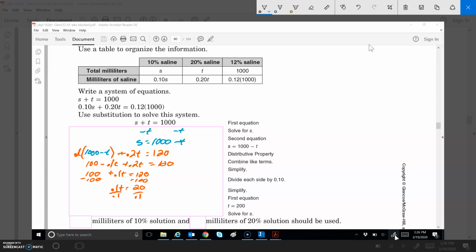So let's take a peek here. Get your button pushers out. Some of you call those the calculators. So what is 20 divided by 0.1? 200. So the amount in the T equals 200. So that means T was, if we look up here, our 20% saline solution. That's 200. Well, if I plug that in for here, I subtract it over and I get 800 for the 10%.